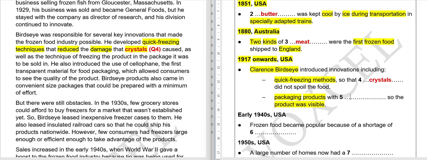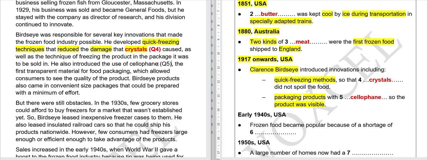Time's up. So the correct answer is cellophane. So here it is written. If you figured out the correct answer, congratulations. If you didn't, don't worry. I'm going to tell you why this answer is correct and how to identify it or match it with the sentence.